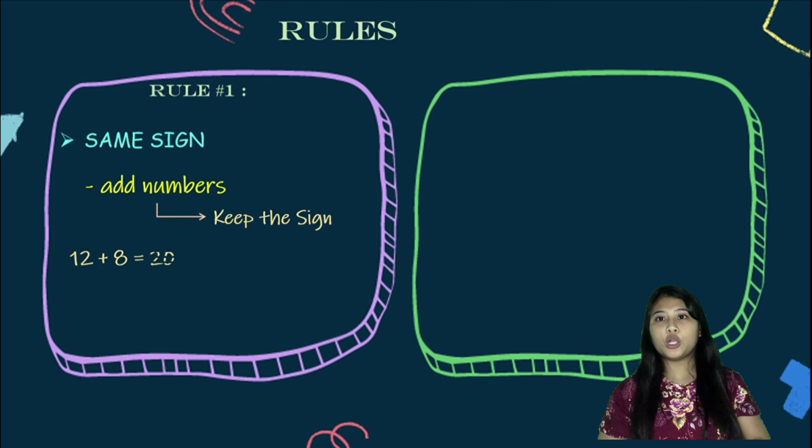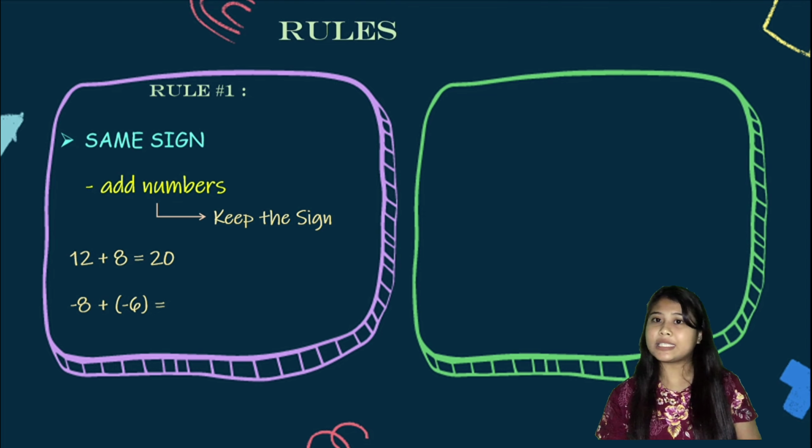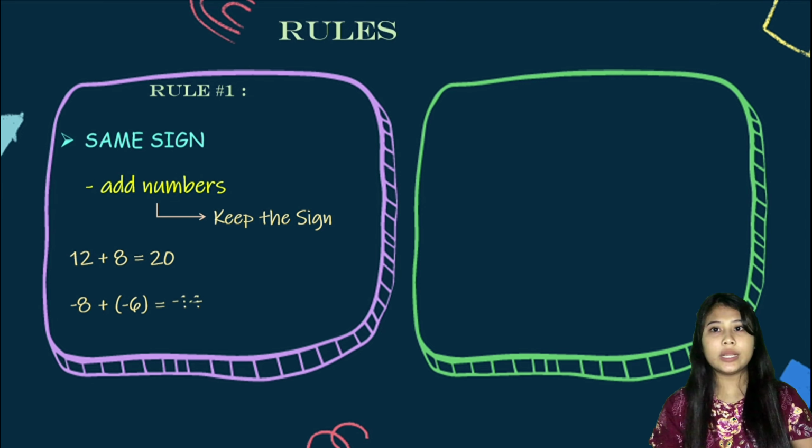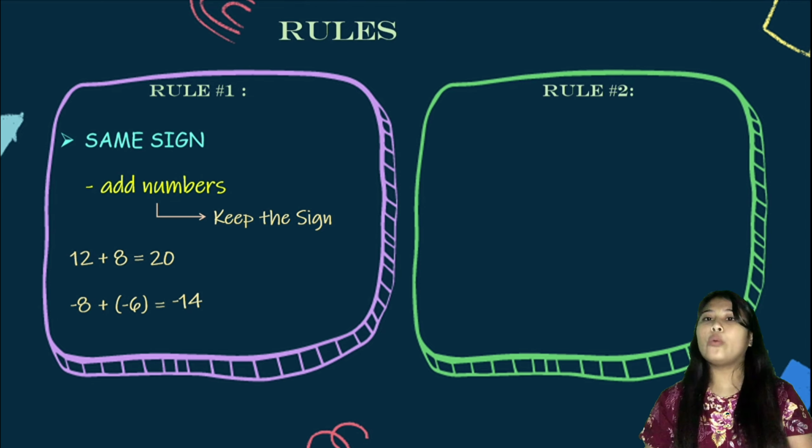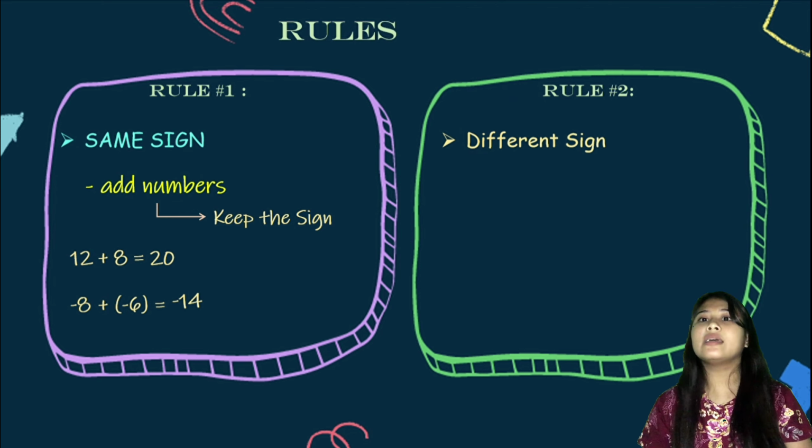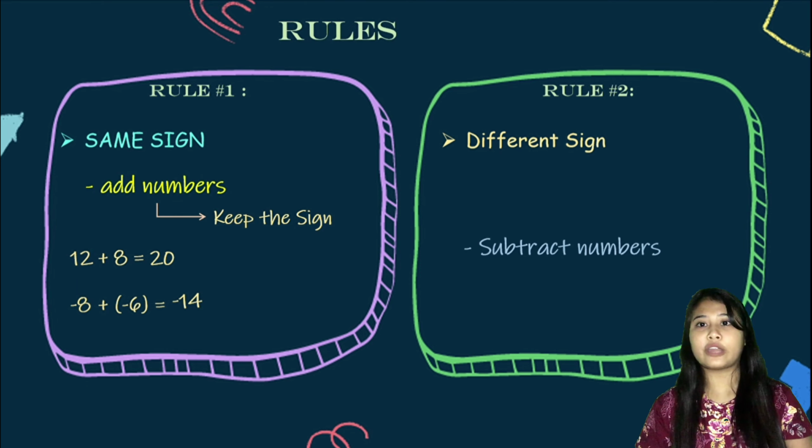Another example is -8 plus -6. As you can see, -8 and -6 have the same sign, which is the negative sign. So we simply add these two numbers and copy the sign. So -8 plus -6 is equal to -14. The second rule is different sign. When combining different sign numbers, we simply subtract them and copy the sign of the greater number.